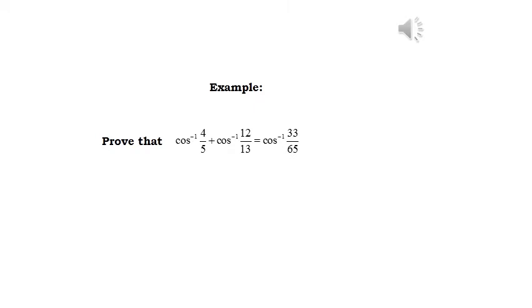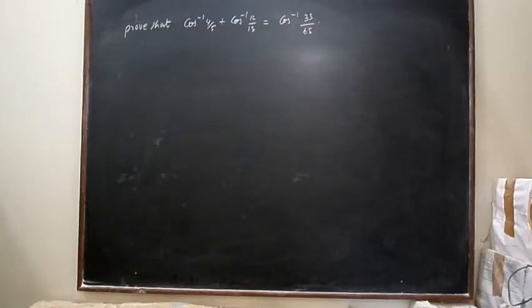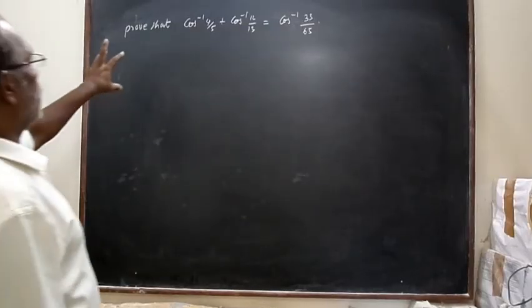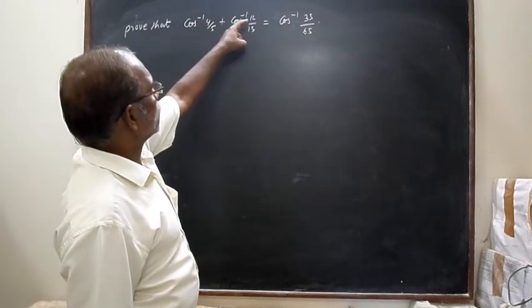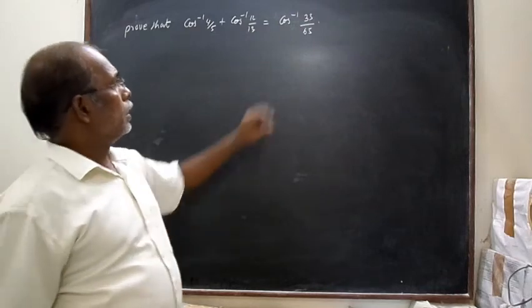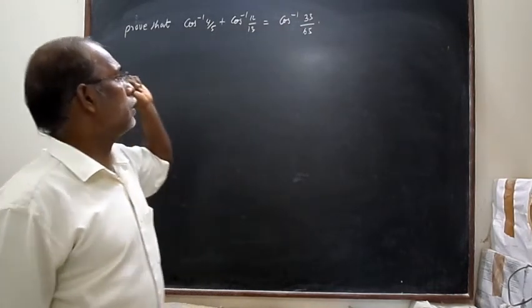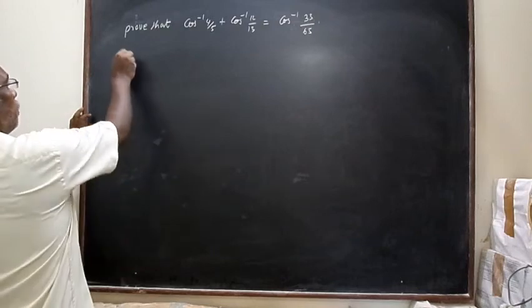Another example based on the conversion rule: prove that cos inverse of 4 by 5 plus cos inverse of 12 by 13 equals cos inverse of 33 by 65. Proof.